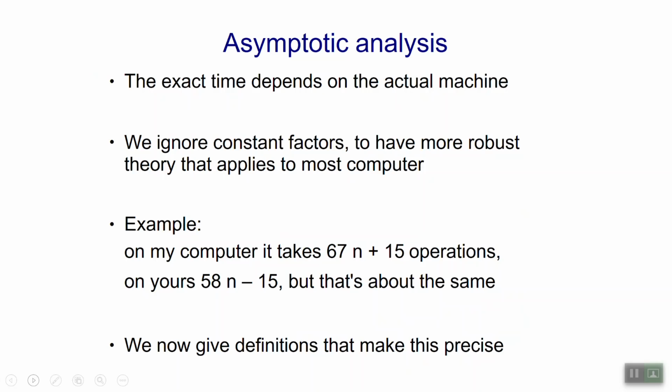So the exact time of the algorithm, however, depends on the actual machine. So we want to have a robust theory, so we are going to ignore constant factors as much as possible to have a theory which applies to most computers. For example, if I have an algorithm that on my computer takes 67n plus 15 operations, well, it's about the same as what may take on a different machine, say 58n minus 15 operations. The difference between these two quantities is not very important for me, because if tomorrow there is a new processor which is a little bit faster, the difference will be blurred. So we'd like to think of these two quantities as being essentially the same. And now we're going to give definitions that make this precise.